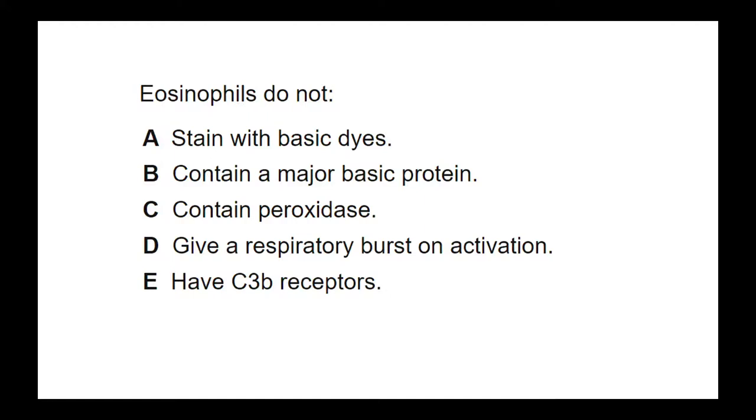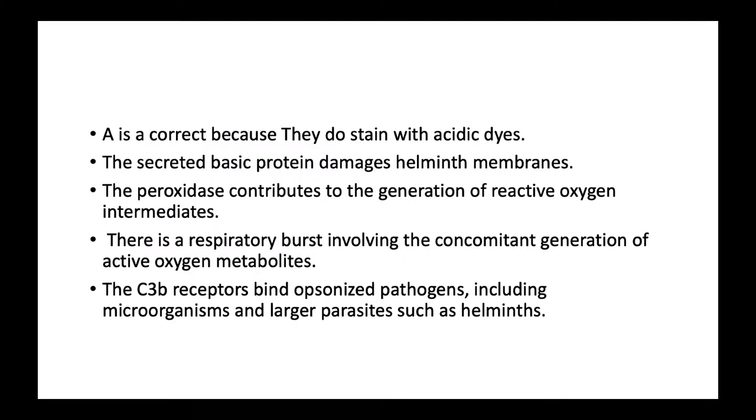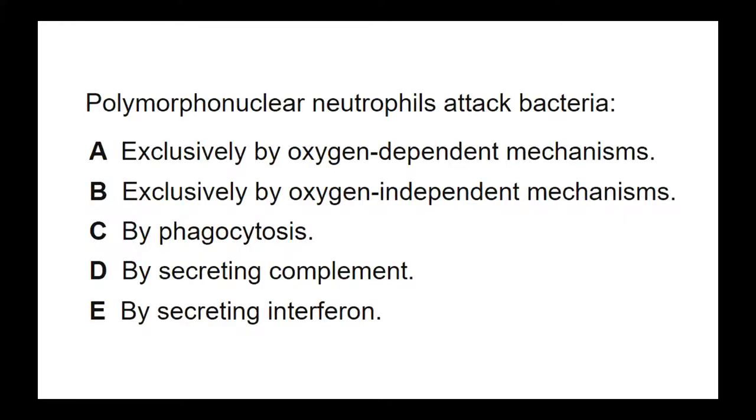But others are true for eosinophil, okay? They contain major basic protein, contain peroxidase, give also respiratory burst once they are activated, and also they have complement C3b receptors, and this C3b is involved in opsonization of microbes or helminths, and therefore eosinophil can recognize those C3b coated helminths, okay? And they stain with acid dyes, and therefore they are more red compared to neutrophils and basophils, which are stained with basic dyes, and they are blue.